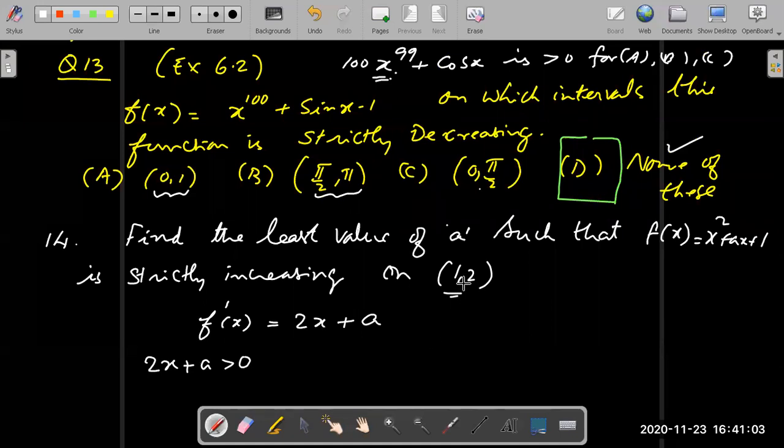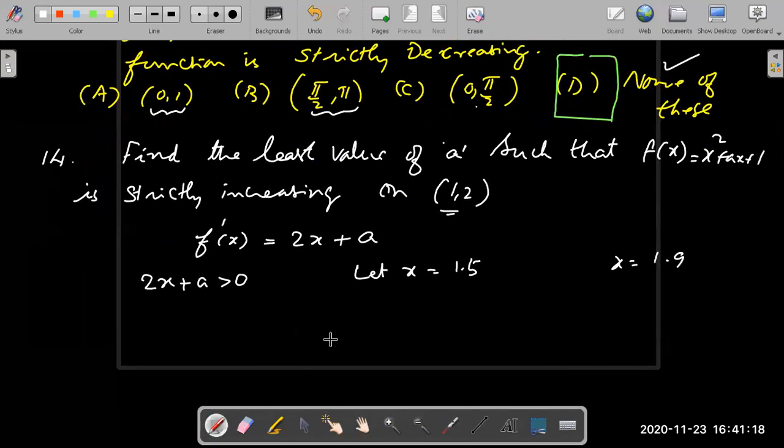So we need to get a values within this interval. So we'll give something more than 1 for x. So let x equal to 1.5 and x equal to 1.9, some two values between them. So for x equal to 1.5, you will have 3 plus a must be greater than 0. That means a must be greater than minus 3. For this, 3.8 plus a must be greater than 0. So a is greater than minus 3.8.